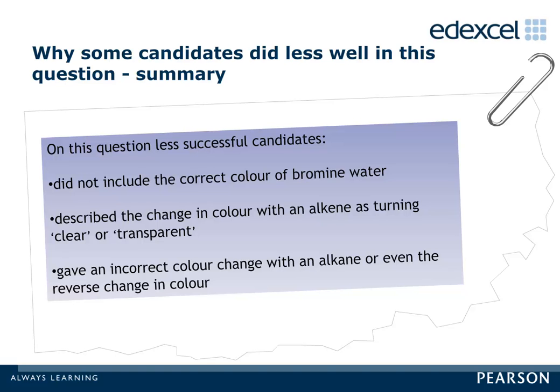On this question, less successful candidates did not include the correct colour of bromine water, described the changing colour with an alkene as turning clear or transparent, gave an incorrect colour change with an alkane, or even the reverse changing colour.